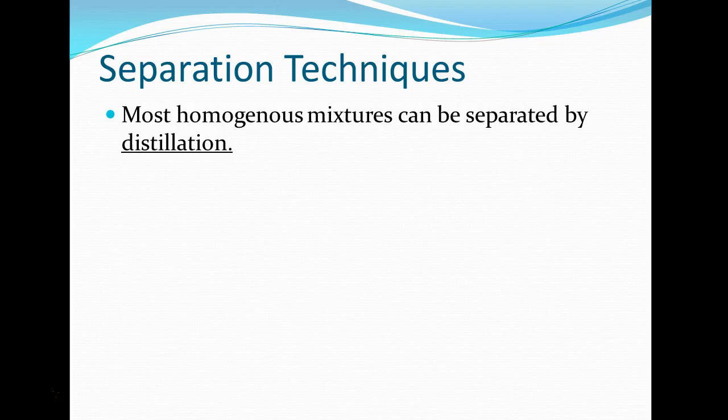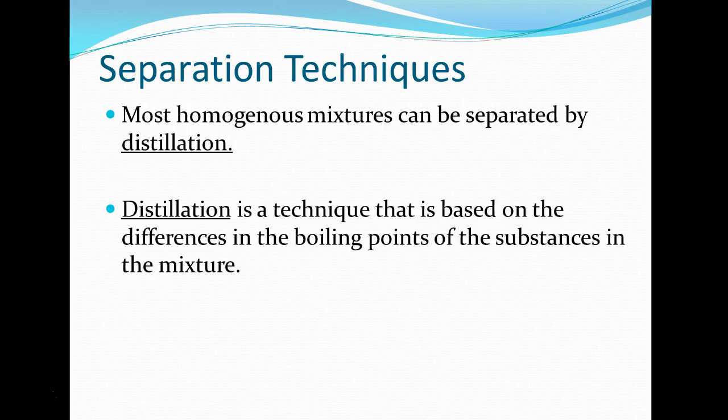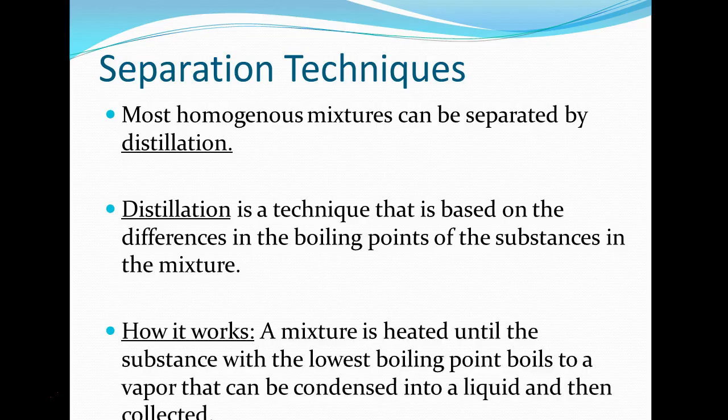Okay, another separation technique is called distillation. Most homogeneous mixtures can be separated by distillation. This is a technique that is based on the differences in boiling point of the substances in the mixture. How it works, a mixture is heated until the substance with the lowest boiling point boils to a vapor that can be condensed into a liquid and then collected. So this is actually how alcohol is produced. If you've ever heard of a distillery, that's because they use distillation.